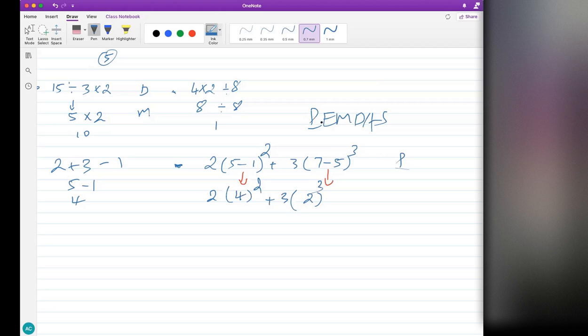Next, we have exponents. That's right, exponents. We have 2 of them, this and this. Also, we can do them at the same time. Again, do not do 2 times 4 yet. The exponent first. 4 to the second is 4 times 4, 16. Plus 3, 8. That's right. 2 to the third, again, is 8.